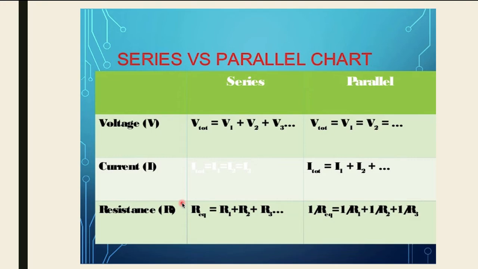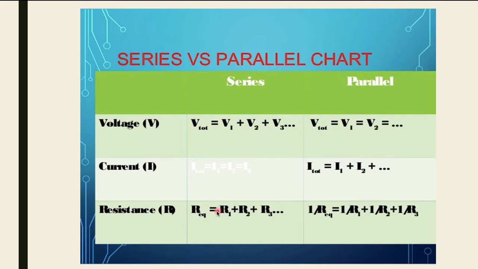Series versus parallel chart. This is a series and parallel voltage. In series, the total voltage is equal to V1 plus V2 plus V3, and so on. In a parallel connection, V1 is equal to V2. For the current in series, I total is equal to I1, which is equal to I2, which is equal to I3. In a parallel connection, the total current is I1 plus I2, and so on.